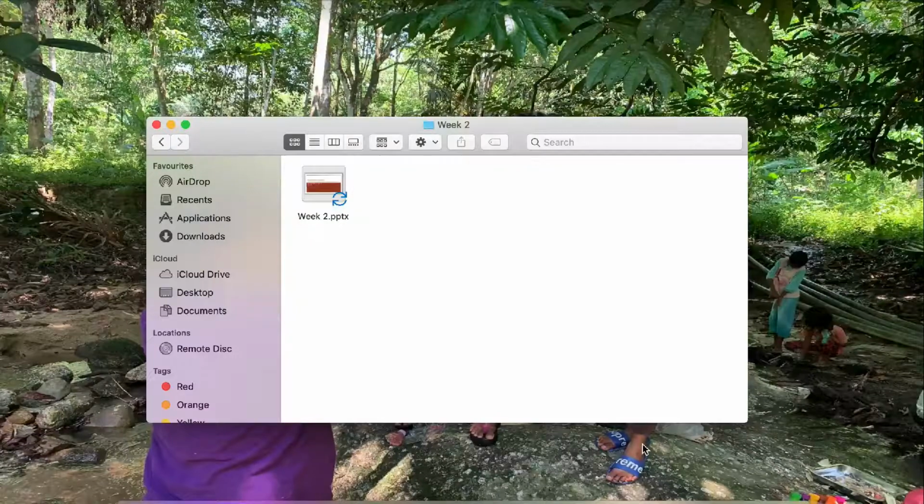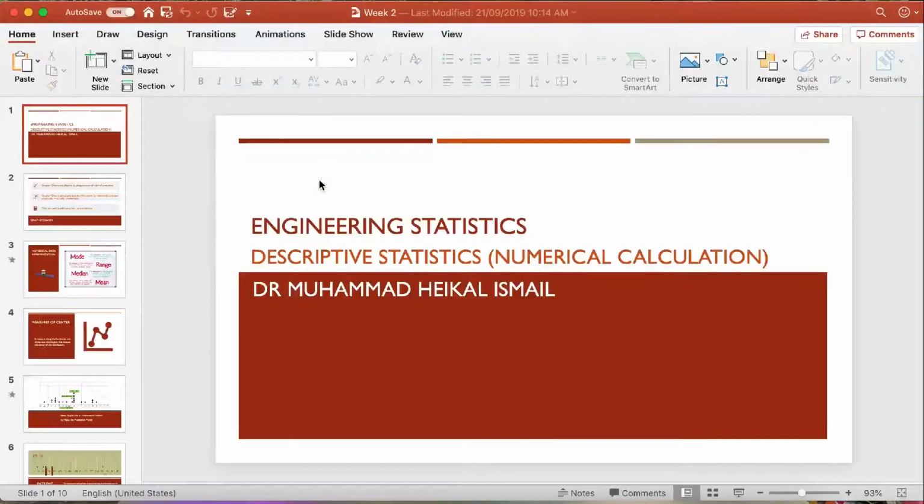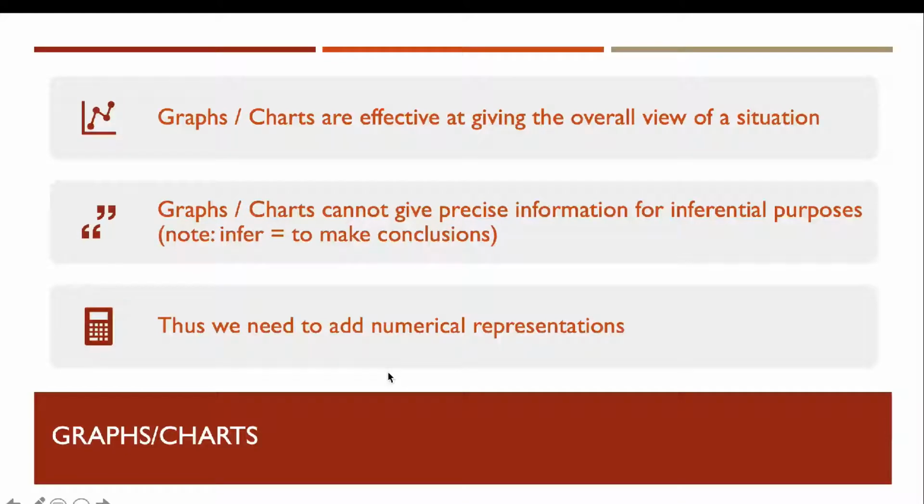So we move forward to the second week, which is on numerical calculation. Okay, let's move on. The first thing first, graphs.